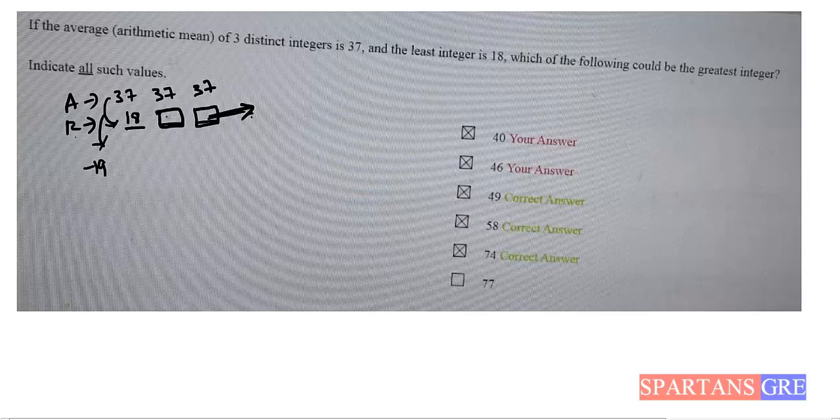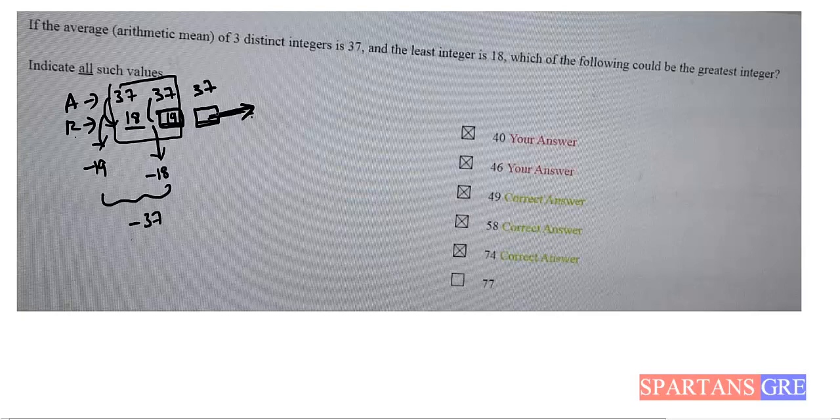So can I put 0 here? I cannot put 0. Why? Because he said the minimum itself is 18. So your least number possible here will be 19. Now the assumption value is 37, in reality 19. So what is the deficit here? Minus 18. So for these two numbers, the deficit is minus 37.